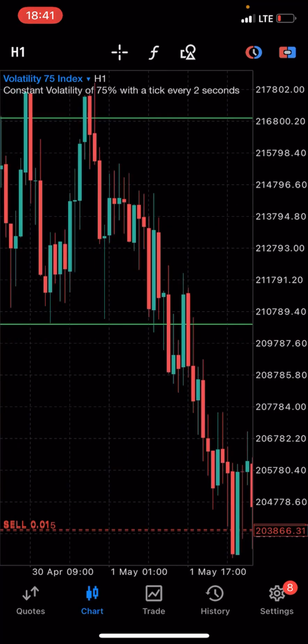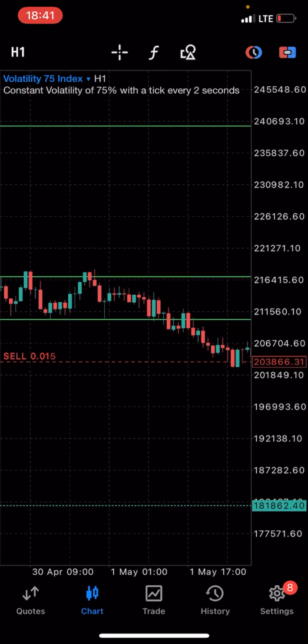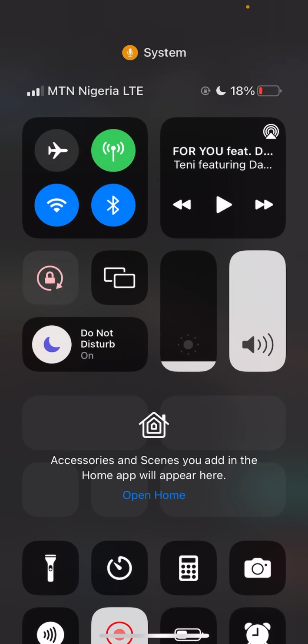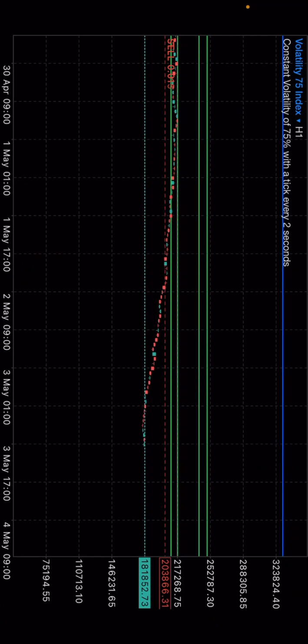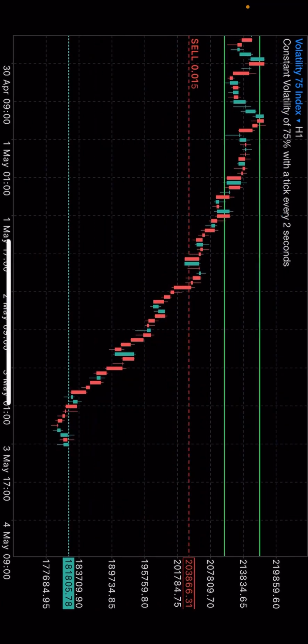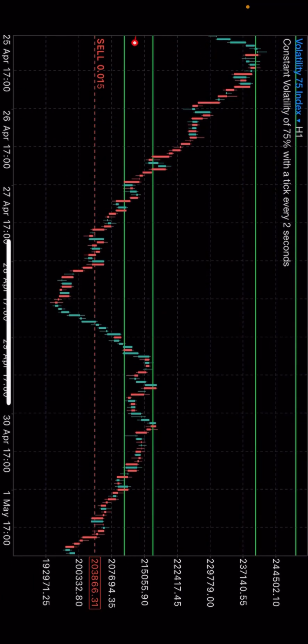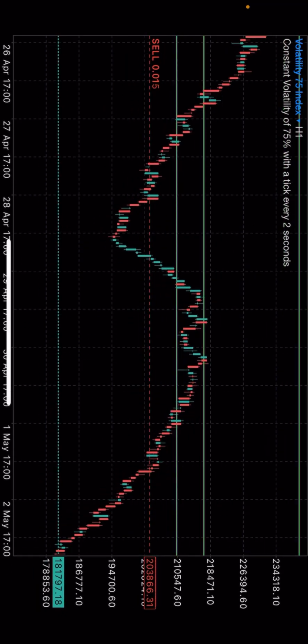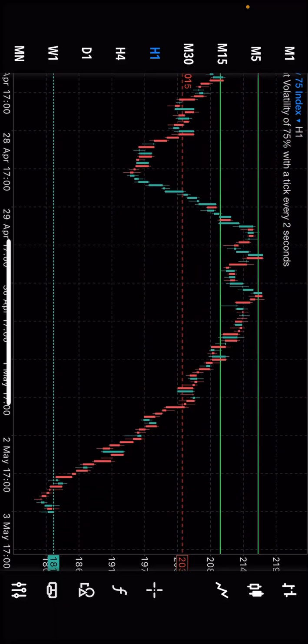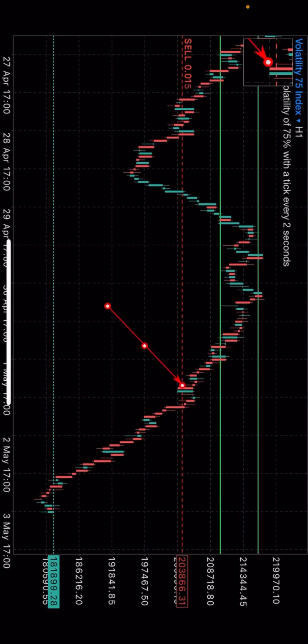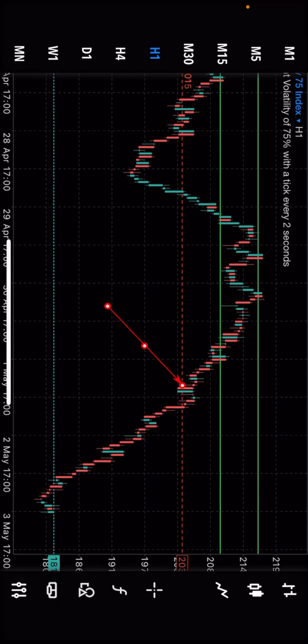So starting from there, we were able to see, let me see if I can turn this to landscape so that we can see the chart clearly. Okay, now let's take a look at this. Now you've seen that this is where we entered from. This is where we entered the market from, and this is the support I was talking about.